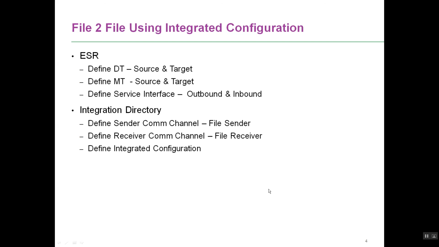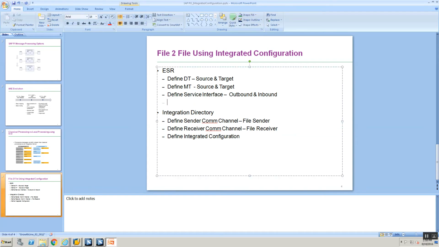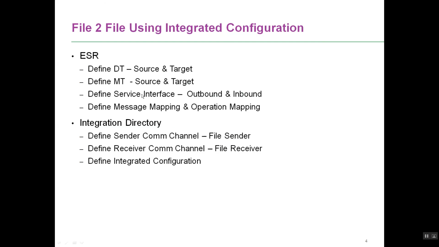Okay, so now we will look at building our first scenario using integrated configuration. We will be building a file-to-file scenario, and we will be using integrated configuration instead of classical configuration. From an enterprise service repository perspective, we will continue to do what we were doing. Basically, we will define a data type, a message type, and the service interfaces. Sorry, this is missing here, let me quickly add that. We will define message mapping and operation mapping. So the steps that you do in the enterprise service repository, or the ESR, continue to remain the same.